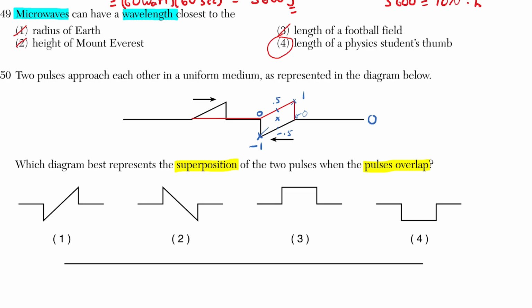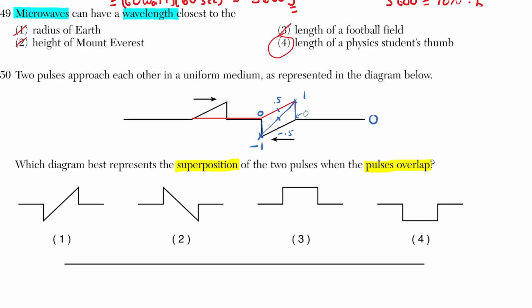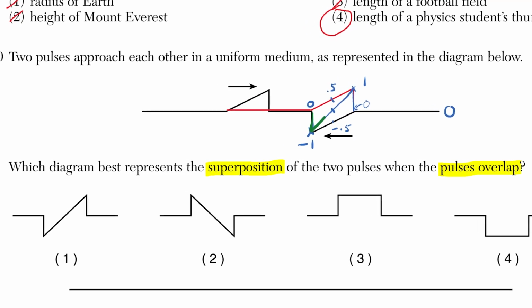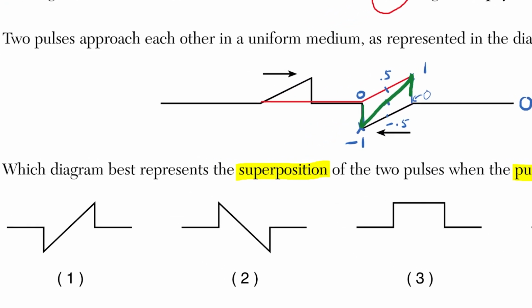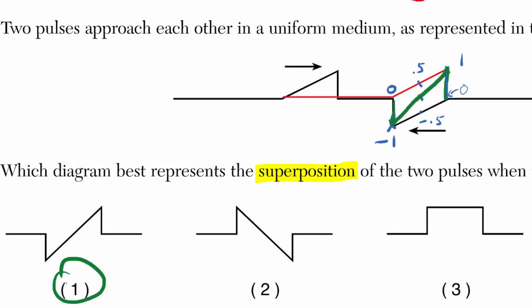So your new overlapped wave is going to look a little something like this, the one that's outlined here in blue. And I'll do it here in green because green means we are good. So this is going to be the way that that problem is going to look. So choice 1 is our answer.